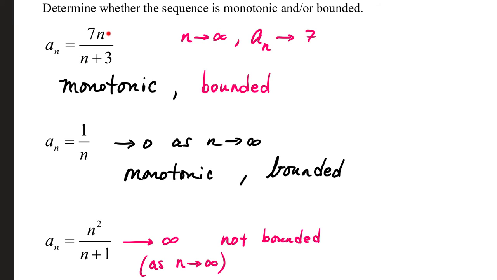When you plug in a 1, 7 over 4, that's 1.75. Plug in a 2, that's 14 over 5. That's 3 and some change. Plug in a 3, 21 over 6. It turns out that as n increases, the value of this fraction increases. So you get an increasing list of numbers. They increase in size from one number to the next. So since that happens every time, this is monotonic, and bounded, turns out bounded above by 7.